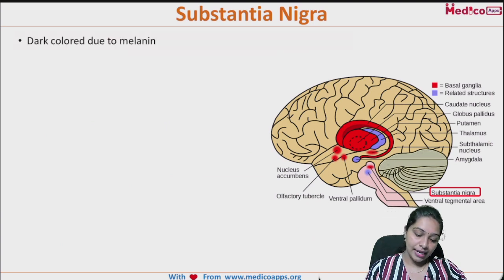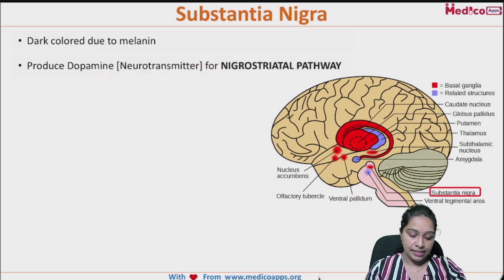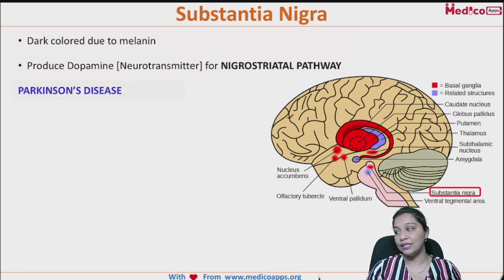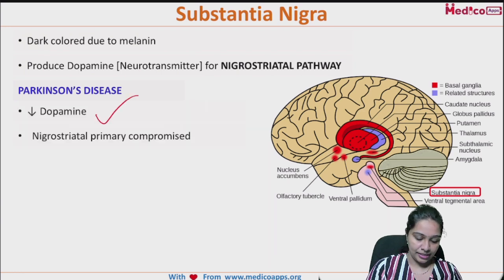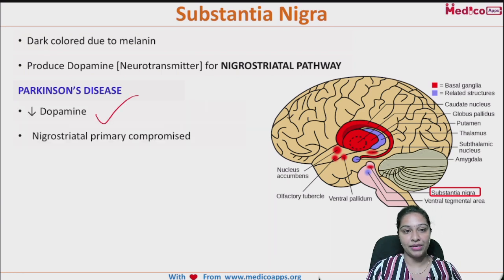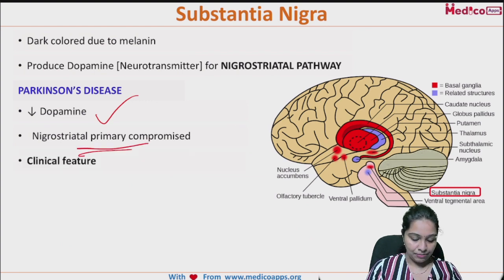Then we are looking at the substantia nigra. It is dark colored due to the presence of melanin. It produces dopamine for the nigrostriatal pathway. The neurotransmitter that is produced is dopamine. Then we have Parkinson's disease. We know that it is characterized by reduced dopamine levels, and the nigrostriatal pathway is compromised in Parkinson's disease.